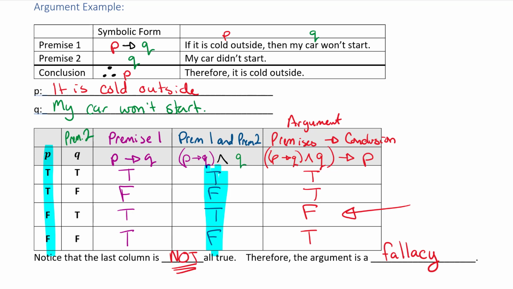So if you go back to the original premises, if it is cold outside, then my car won't start. Well, my car didn't start. So you can't say that therefore it is necessarily cold outside. There might be another reason why your car didn't start. Maybe someone pulled some wires and made it not start. Or maybe you have a fuse out. There might be a lot of reasons why your car didn't start. You can't necessarily say it's because of the cold. So the conclusion doesn't tell you that the antecedent is true. Okay, so that would be the fallacy.